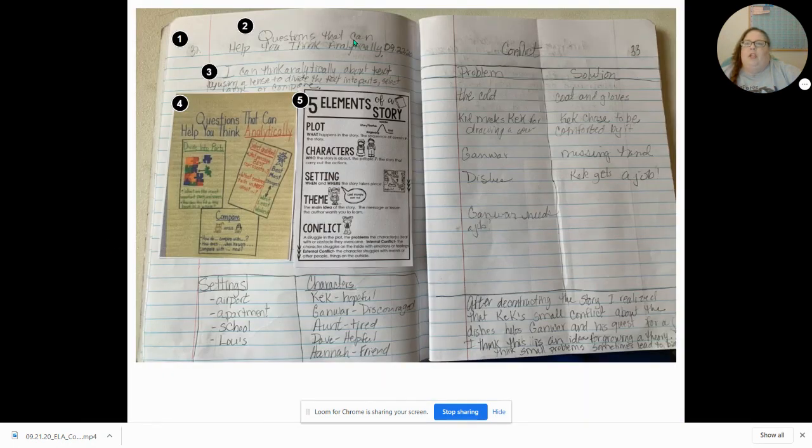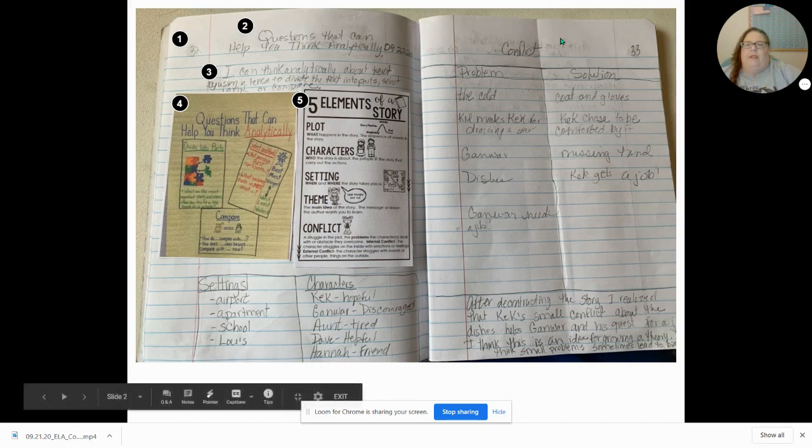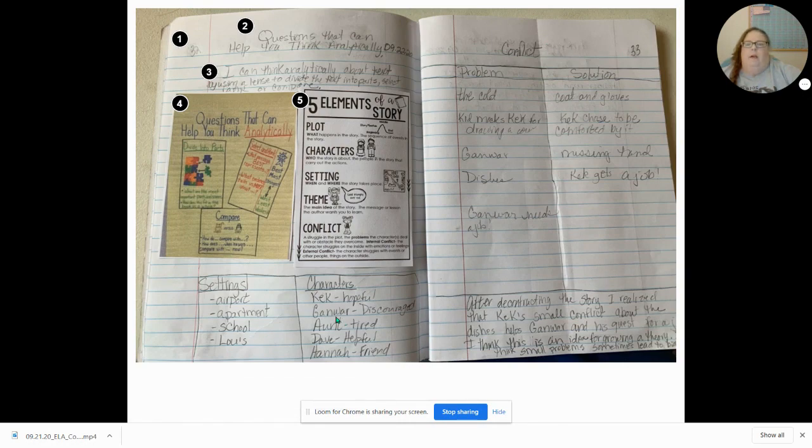Okay, questions. The first thing you're going to do is set up your Reader's Workshop notebook. Page number, title, I can statement, these two inserts, and don't worry about this stuff. I'll tell you what that's all about as we get into the lesson. So go ahead and hit pause and get your notebook set up. You'll have questions that help you think analytically and 5 elements of a story.